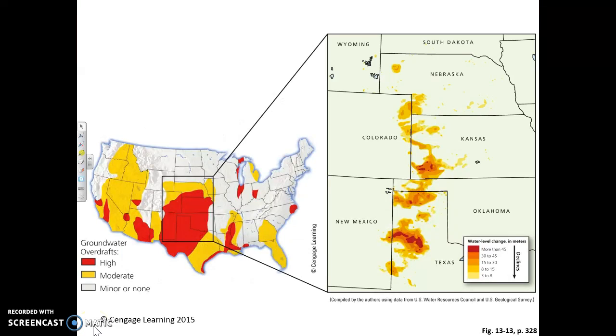Now, in terms of our overdraft and overuse of the Ogallala, you'll notice that through the heart of the country, we have high overdrafts, meaning we're pulling water out of the ground faster than it can recharge. On the slide on the right, you'll notice that in some areas in the darkest red, we have water level changes of more than 45 meters, which is about 150 feet. So the water table has dropped over 150 feet in some areas of Texas and Kansas.